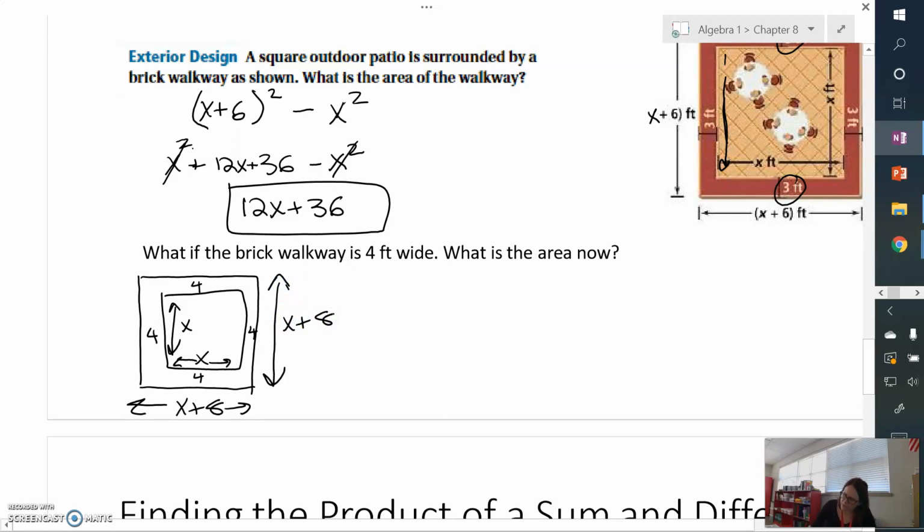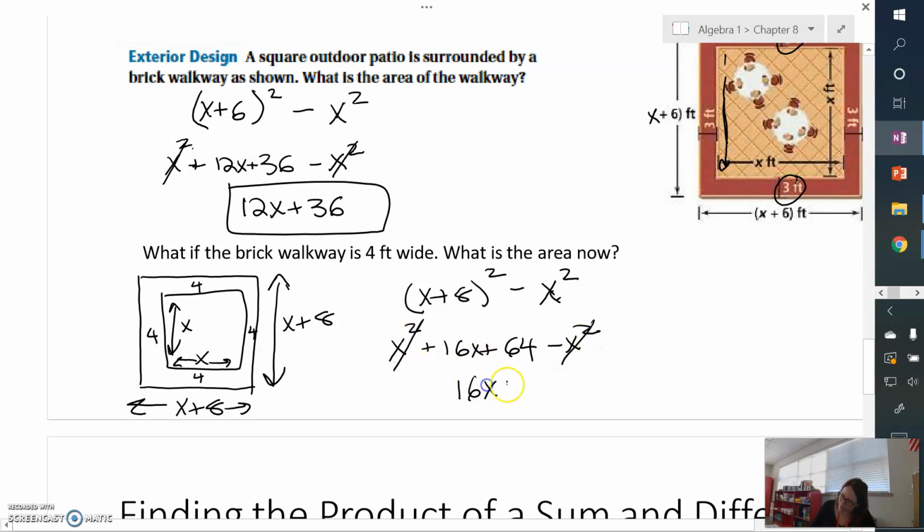So now I'm going to square that x plus 8, and then I'm going to subtract out the patio, which is x squared. Again, use the pattern to square this. It's so much faster. Square the first term, x squared. Square the last term, plus 64. The middle term is going to be 8x times 2, or 16x. Subtract the x squareds, those drop out. I'm left with 16x plus 64. That's the area of this one. All right, so that's our first part.